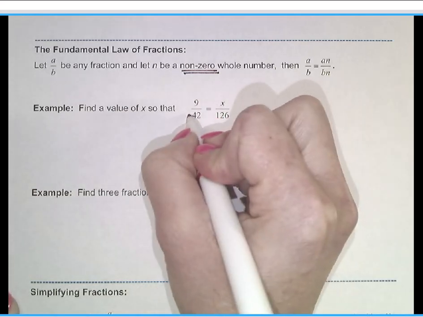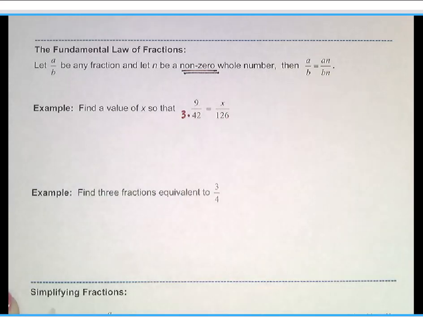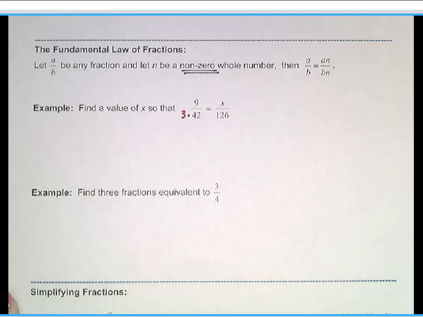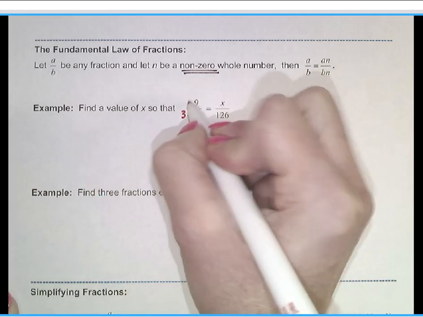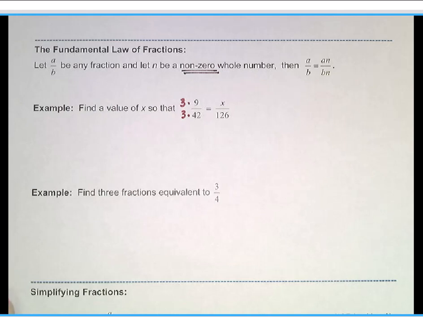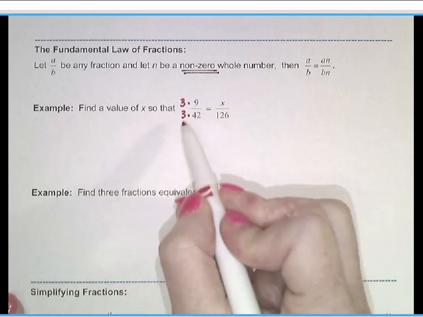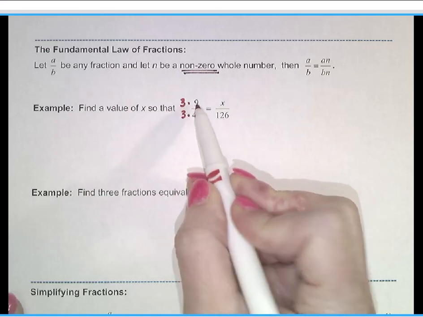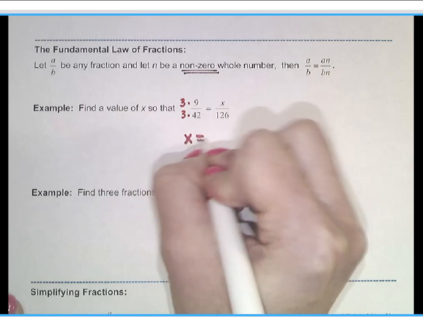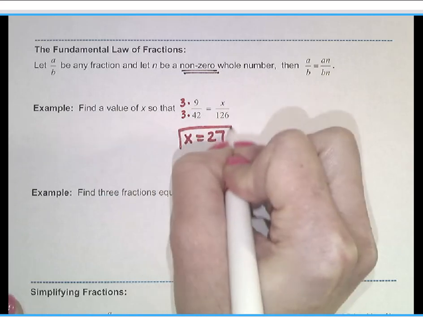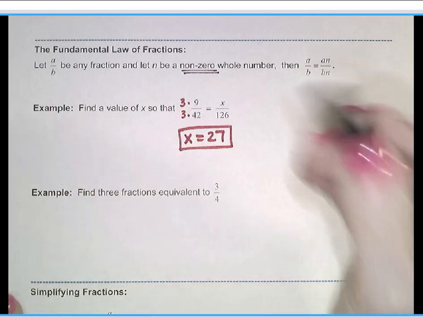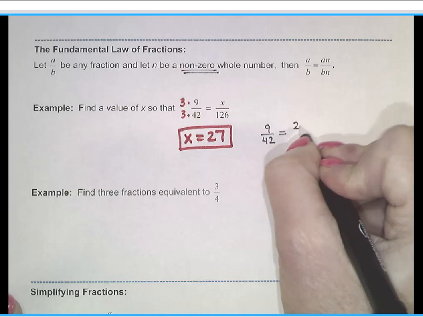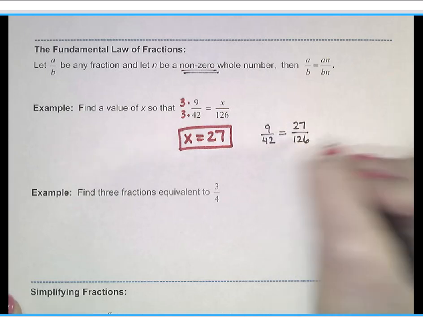So you go, oh, okay. I'm going to multiply my denominator by 3. But the rule says if you're going to multiply the denominator by 3, you also have to multiply the numerator by 3. So I would also have to multiply the top by 3. And so 3 times 42 would give me 126, and then 3 times 9 would give me 27. So the mystery number, the mystery x, would be 27. And that tells us that 9 over 42 is equivalent to 27 over 126.